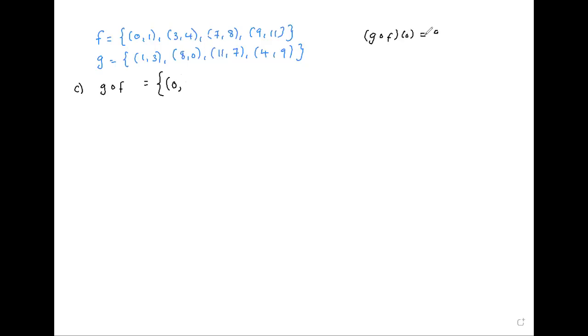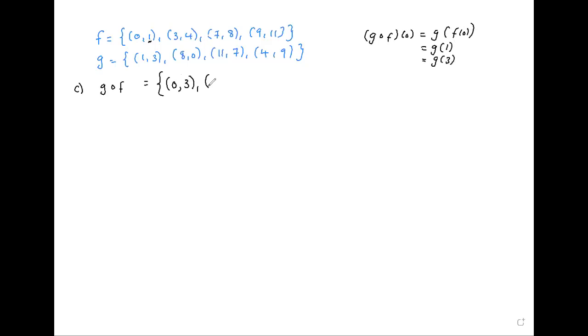This is the same as G of F of 0. What is F of 0? F of 0 is 1. So we have G of 1. What is G of 1? G of 1 is 3. So we put 3 here.